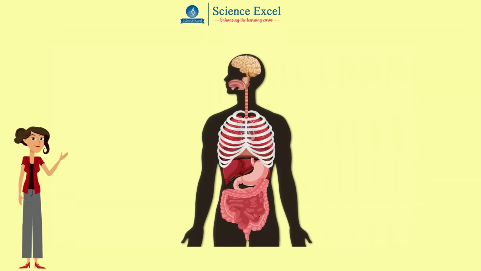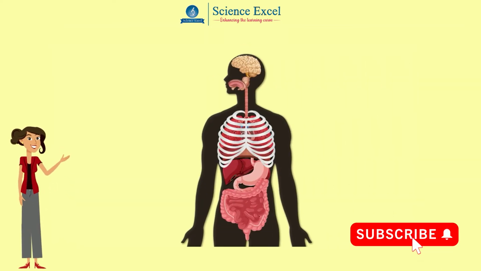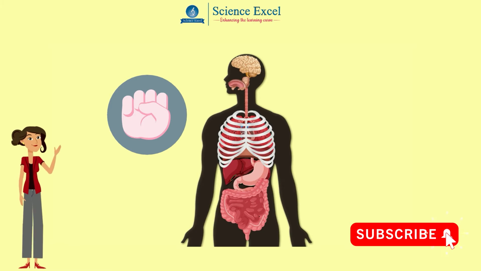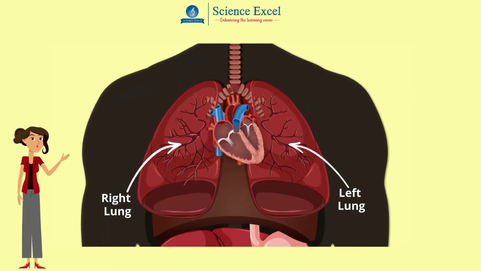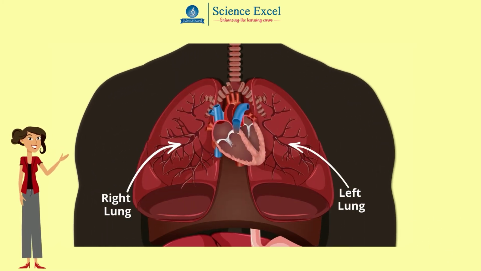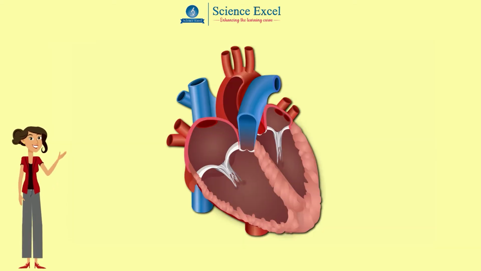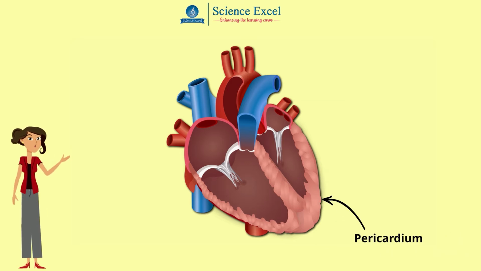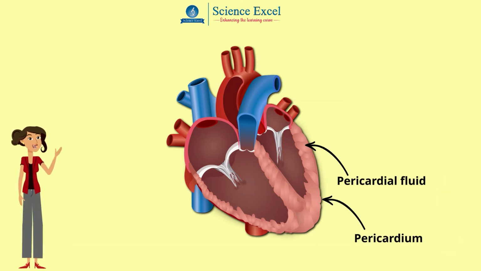The heart in adult humans is about the size of a closed fist. It is located between the lungs in the thoracic cavity and points slightly towards the left. Now let us understand the internal structure of the human heart. The heart is protected by a double-walled membranous covering called pericardium. It contains a lubricating pericardial fluid which reduces friction during heartbeats and protects it from mechanical injuries.